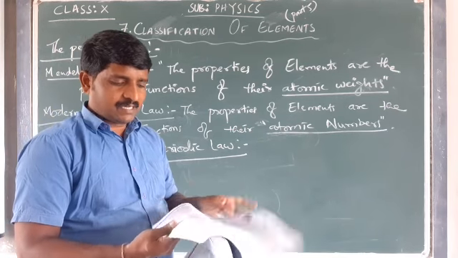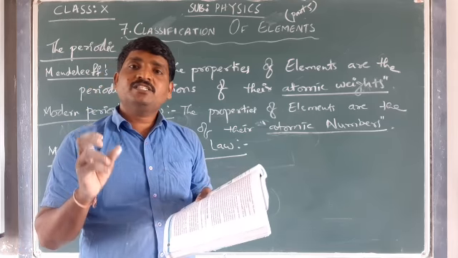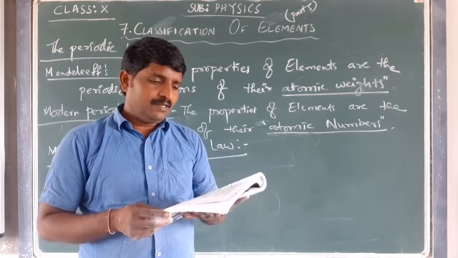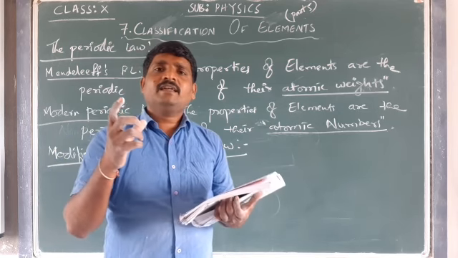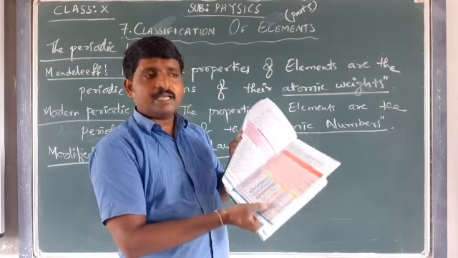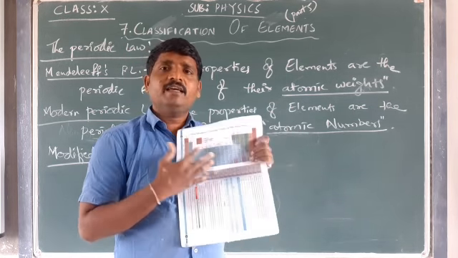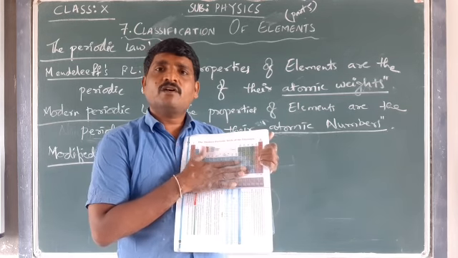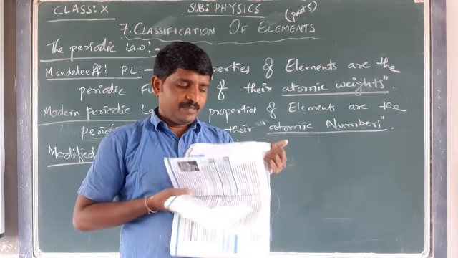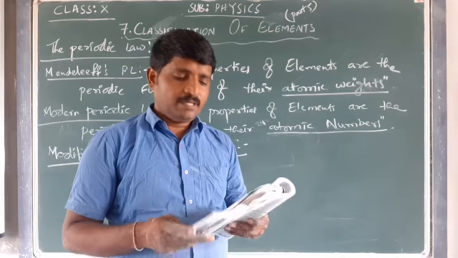Based on the periodic law, the modern periodic table was given on page number 132. The modern periodic table is the extension of Mendeleev's periodic table. Mendeleev's periodic table is called the short form of the periodic table, and the periodic table given on page number 132 is referred to as the long form of the periodic table.